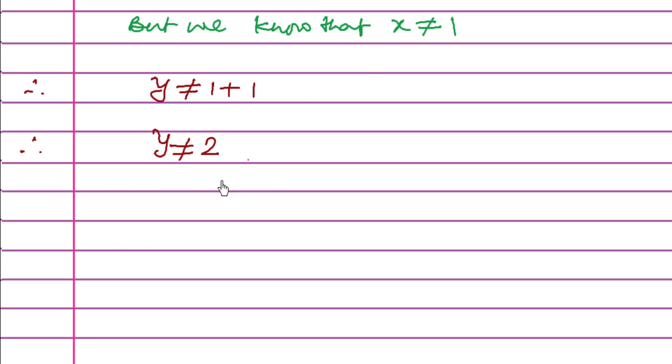Thus the range is any real number except 2. So this is the range of this function. Now if you put 2 instead of y, what will happen? You can check it out as we have checked in our previous question.